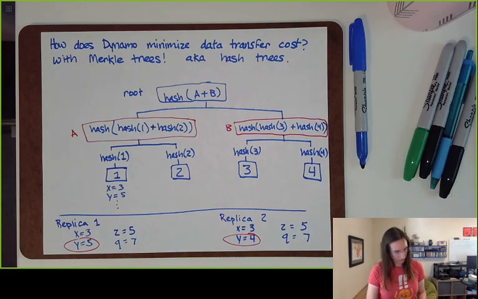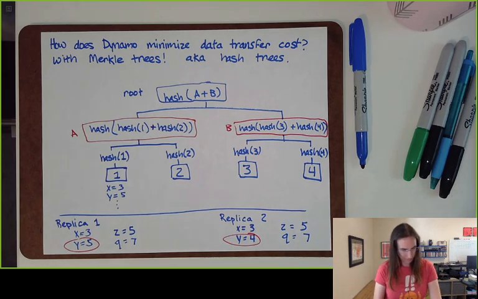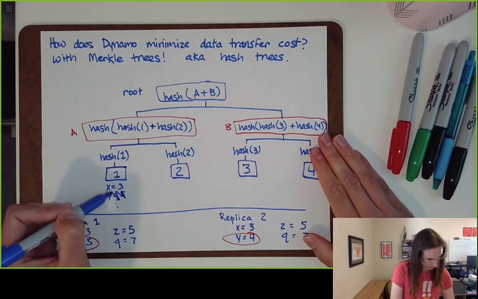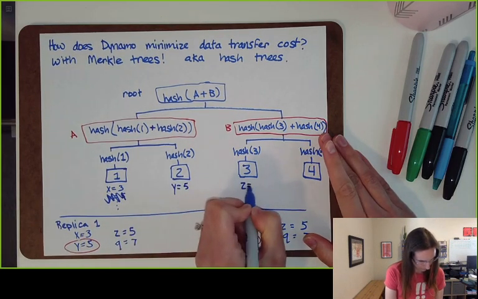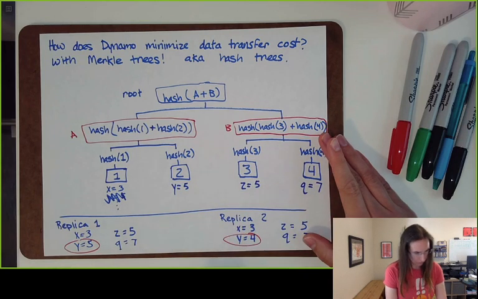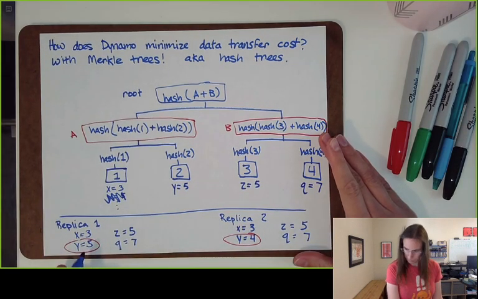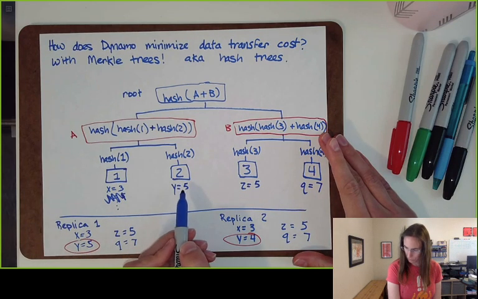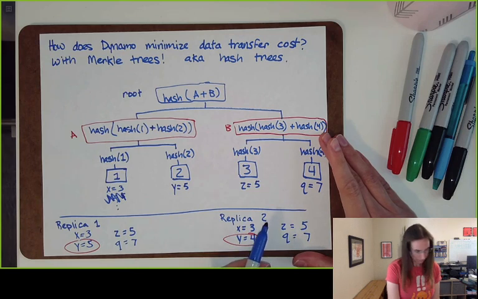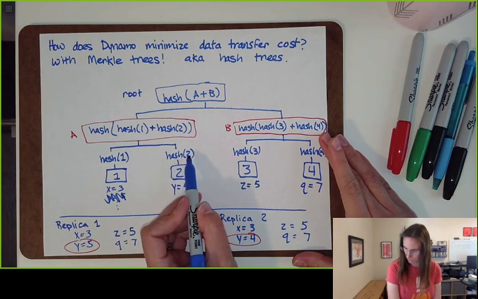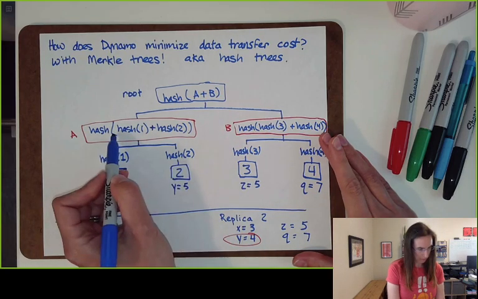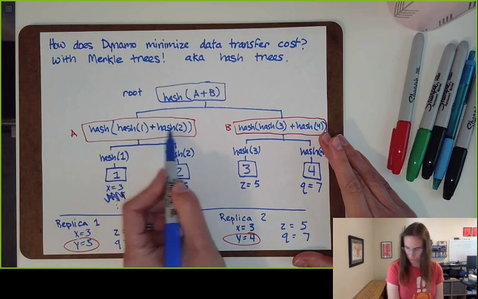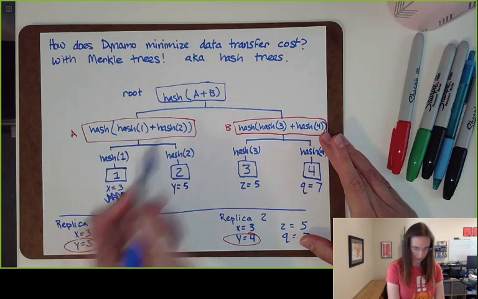So in this case, I'll put this over here. So maybe this is what the Merkle tree looks like on replica one. So this data item number two is going to be different on those two replicas, since the hash of this item number two is going to be different as well. So then the parent here, where we're concatenating hash 1 and hash 2, is also going to be different on the two replicas. And finally, the root will be different.